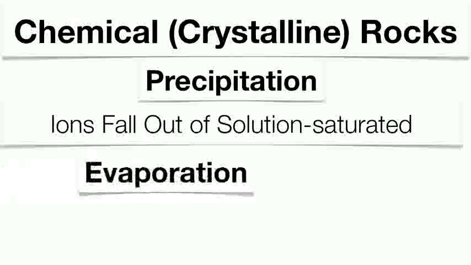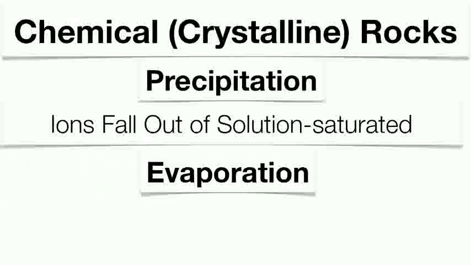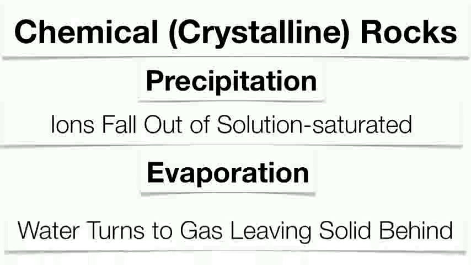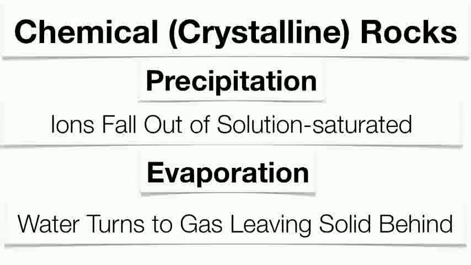The second type of process is what we call evaporation. And basically, like I said, water is a very good dissolver of substances. So what happens is water tends to have dissolved mineral matter in it. Water will evaporate off, but the substance that's dissolved in water does not turn into gas. So that substance is left behind. Basically what happens here is that water turns to gas, leaving the solid behind. That's the process of evaporation, and the product left behind is called an evaporite.